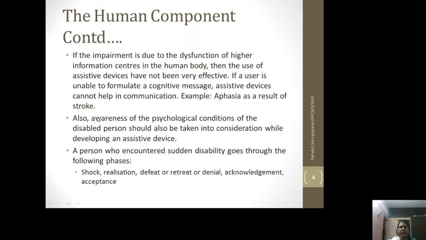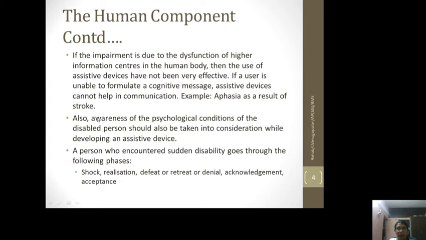However, if the impairment is due to dysfunction of higher information centers in the body, then the decision making ability of the individual gets really affected.